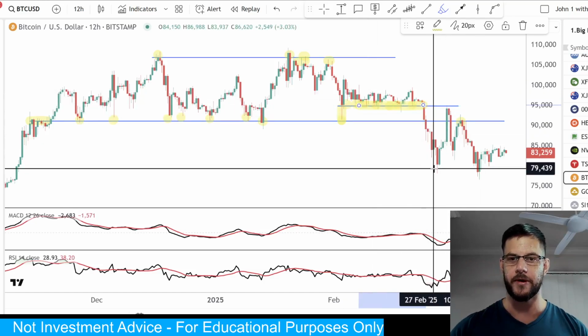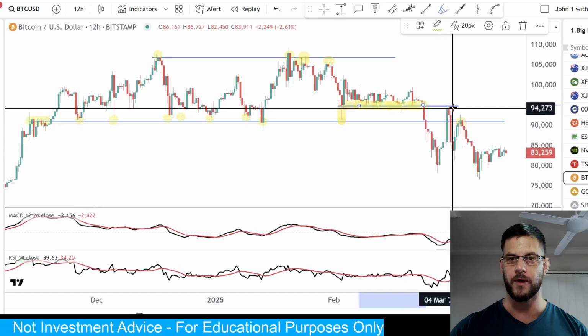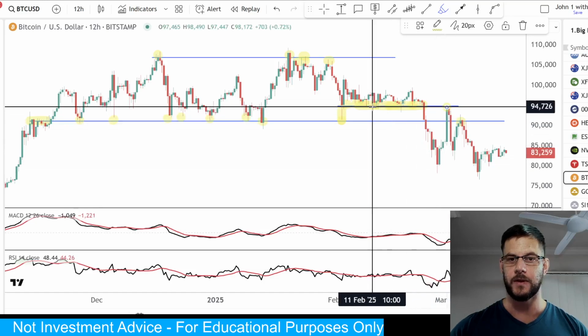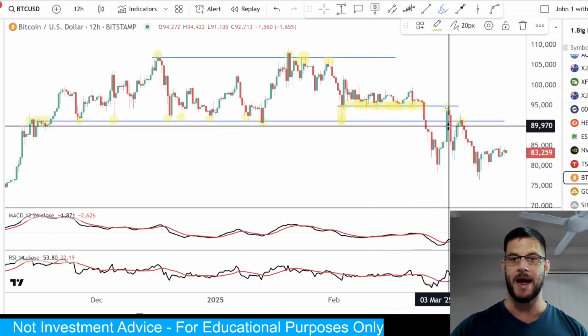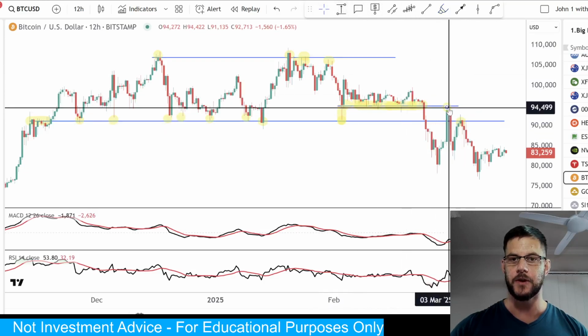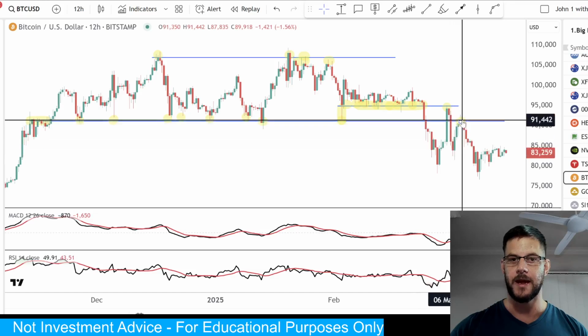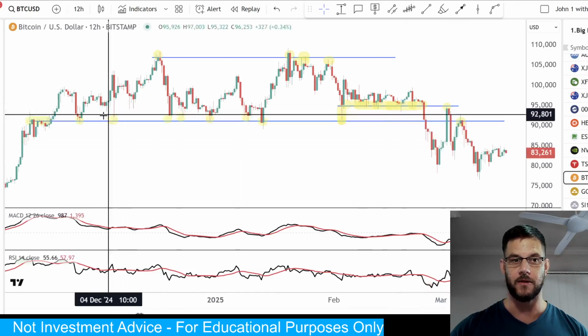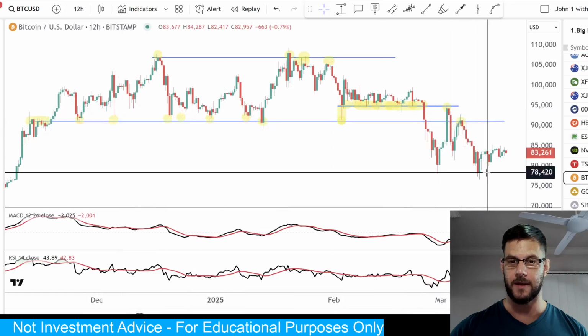And you can see once it broke down, what did it do on the first recovery? It came back to what was the previous floor, the previous support. It came back to test that level. See that big green candle, and it ran into the $95,000 level. The sell-off then ran into the $91,000 level, which we know is another key level, and then the sell-off.